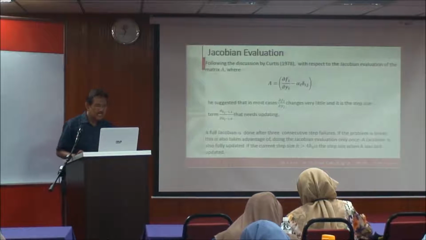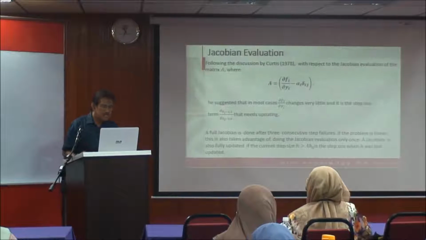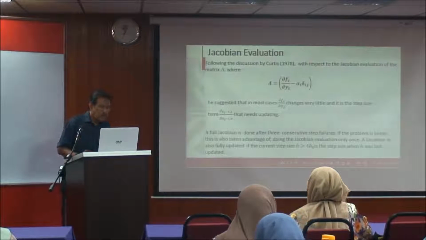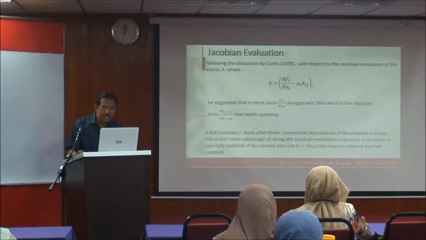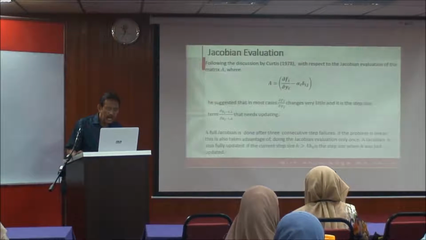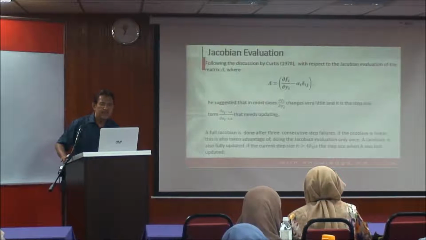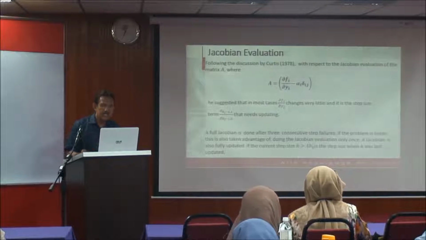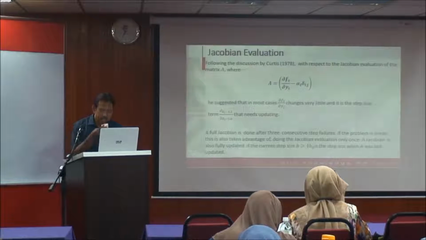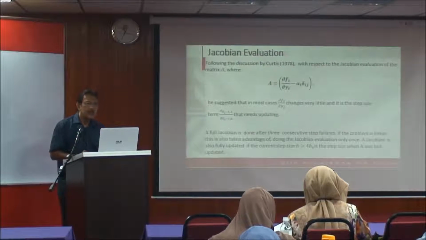Now, in most cases, del F del Y changes very little. It is the step size term, big Gk minus 1, that needs updating. For a full Jacobian evaluation, here is the advice given by Curtis, who worked on this in the early 70s. A full Jacobian is done after 3 consecutive step failures. You can choose your own condition: 5, 3, or 2. If the problem is linear, that is also taken advantage of. You don't have to calculate del F del Y anymore. You just do it once.